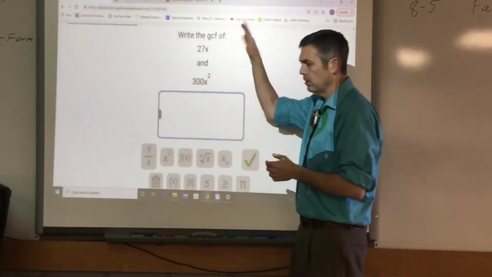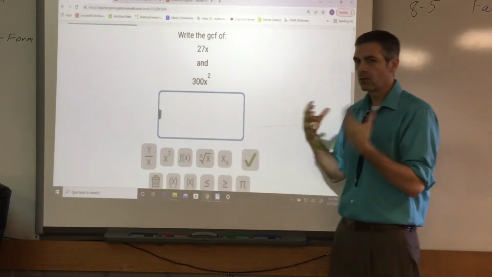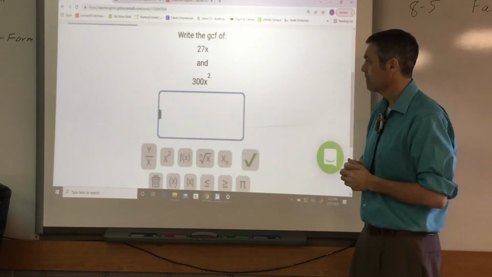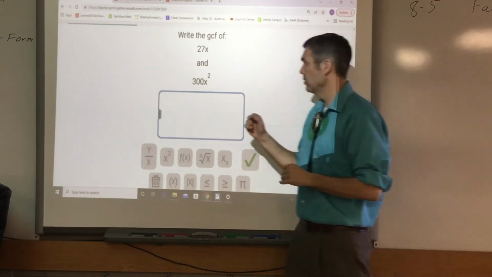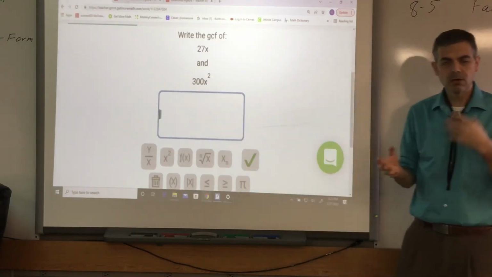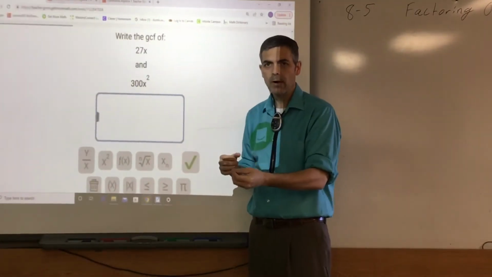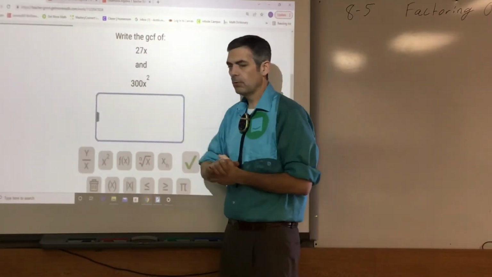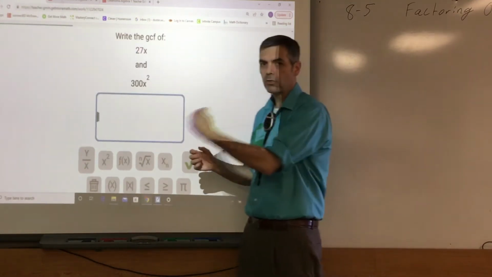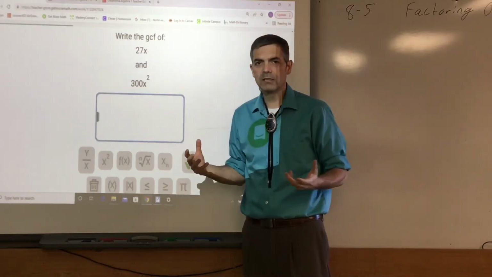Okay, we've got two monomials here, or two terms. What we want to know is, what is the greatest common factor that can come out of both of these? When you look at this, notice this is 27 and this is 300. Deal with the coefficient first, and try to take that number out. Well, 27 is divisible by 3, and 300 is divisible by 3. So we know we can take a 3 out of both of those. Then we need to check the other parts and see if that's true.